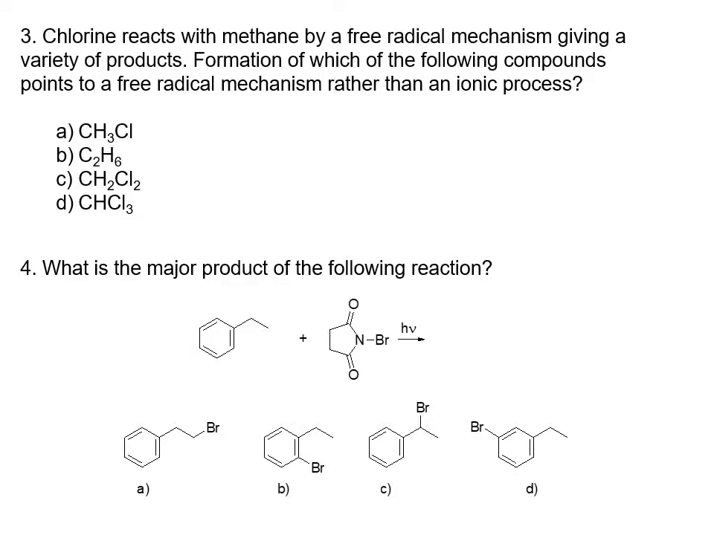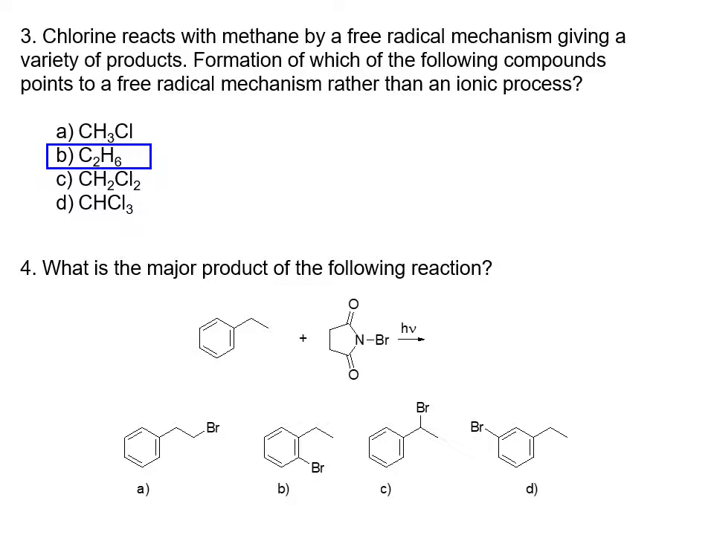So while compounds A, chloromethane, C, dichloromethane, and D, chloroform or trichloromethane, are all products of free radical halogenation, chlorination of methane, none of them point to a free radical mechanism. In fact, we could obtain them through other reactions. It's only product B, a dimer.